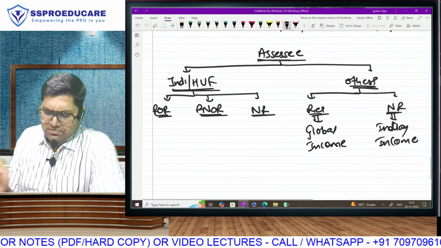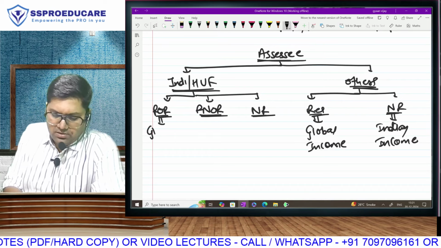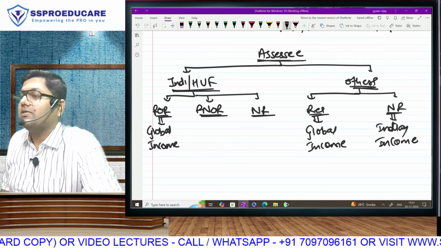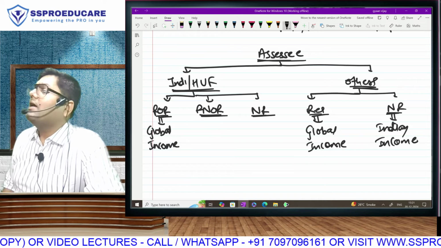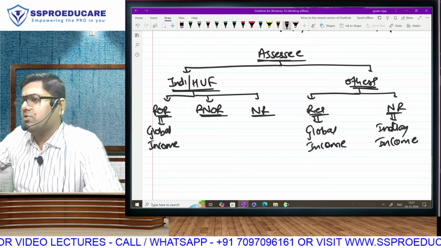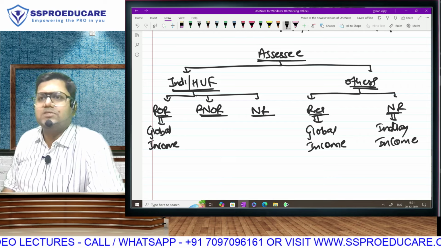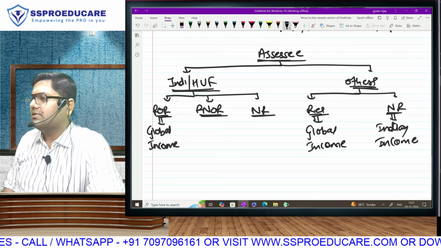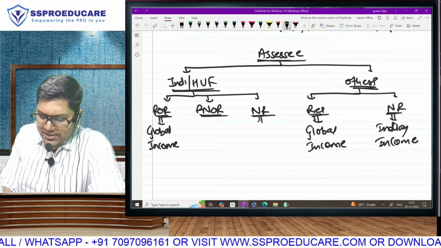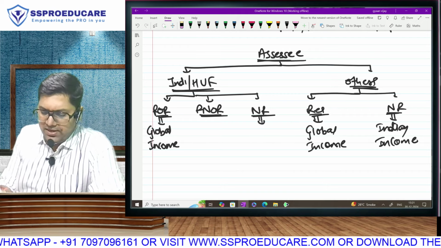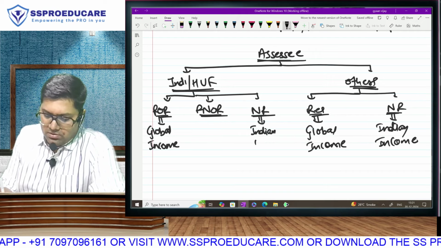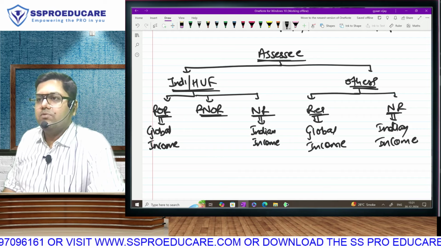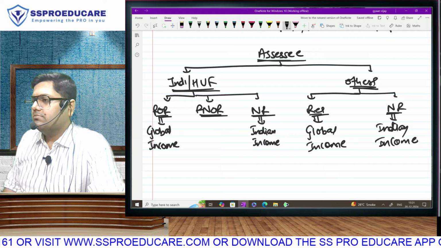But this side, ROR, global income. Matlab Indian income or foreign income? Both. Sir, foreign income two types, domestic and control from India. Which of them? All of them. Any income, ROR will always pay tax. Any income is always going to be taxable for ROR. For ROR, every income is always going to be taxable. Non-resident is also very easy. Non-resident will pay tax only and only on Indian income.